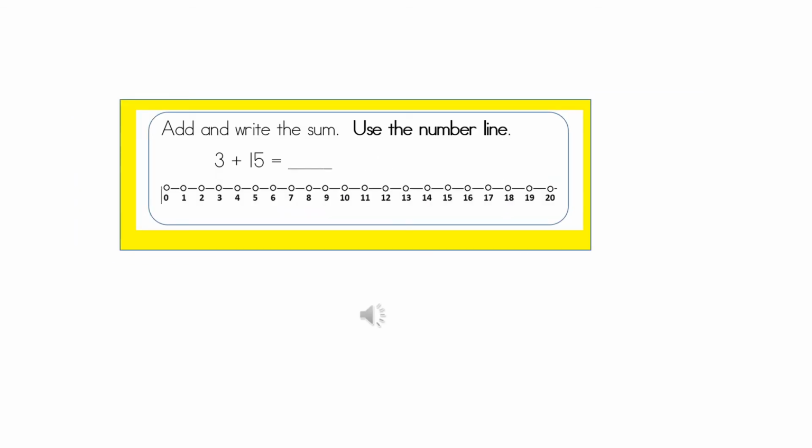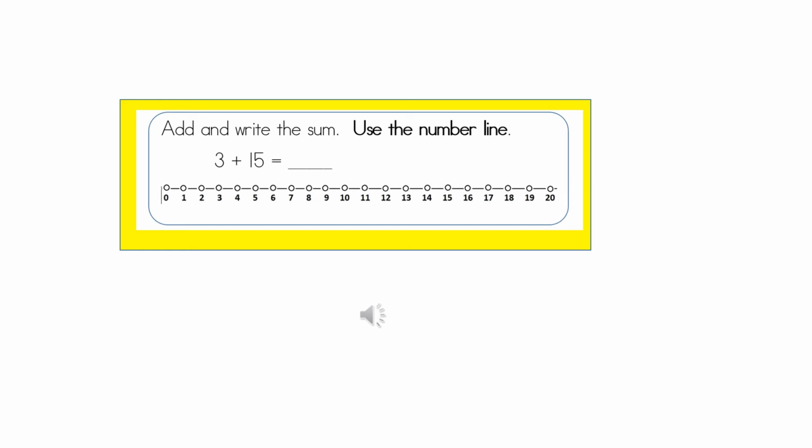Let's look at a new problem. Add and write the sum. Use the number line. 3 plus 15. Now remember, the problem we just solved was 12 plus 6. But in this problem, the smaller number comes first, 3, plus a bigger number, 15.